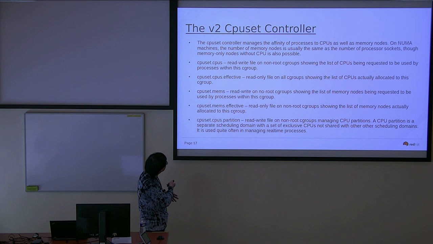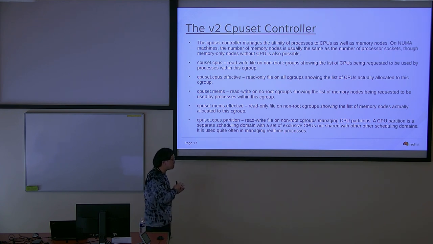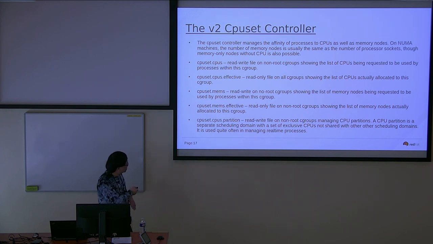And there's a new feature in V2 called the CPU partition, which is used by some of the real-time processes. Because in real-time management, some processes may want to have an exclusive set of CPUs that are run by those real-time processes only, and we don't want other processes to interfere with them, so we create a CPU partition for the cpuset to do exactly that.